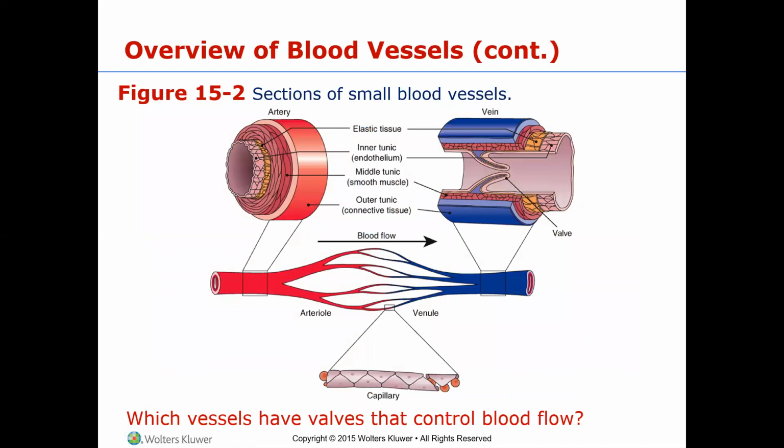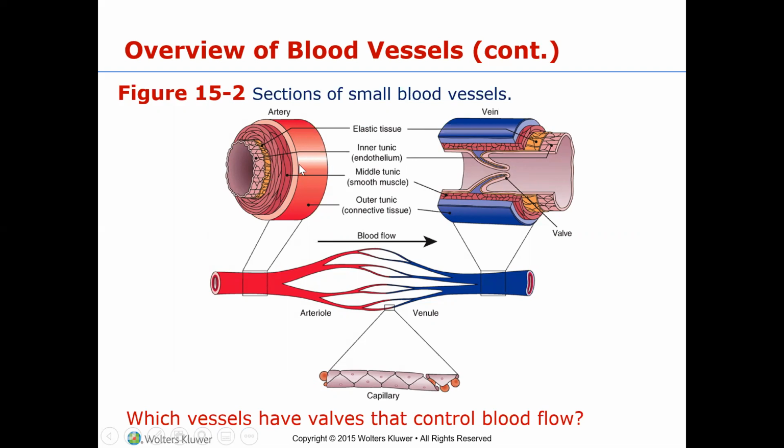So now, when we look at the arteries and the veins and a comparison of those, you will note that the blood vessels themselves are made up of 3 layers. The inner tunic is known as the endothelium. The tunics are the layers. So we have tunics or coatings both in the arteries and in the veins.